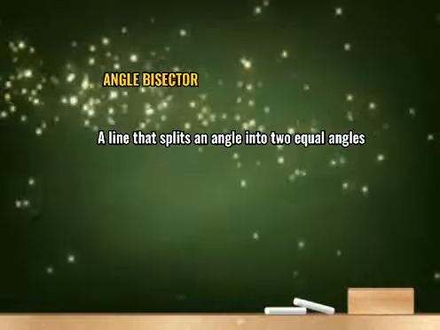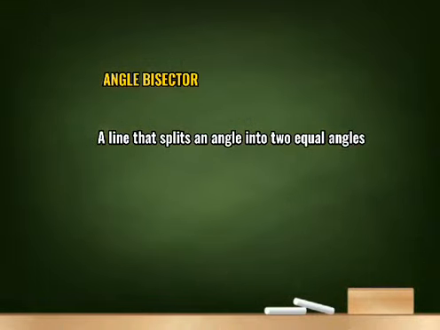An angle bisector is a line that splits an angle into two equal angles.